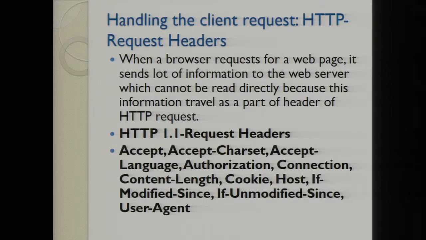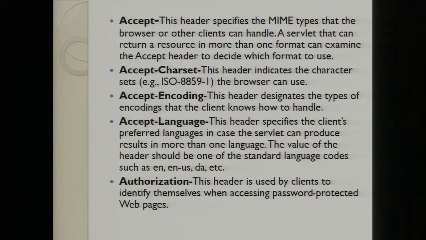So the first ones are accept, accept character set, accept language, authorization, connection, content length, cookie, host, if modified since, if unmodified since, user agent, and there are different types of request headers which come into the picture. Okay, what is accept for?